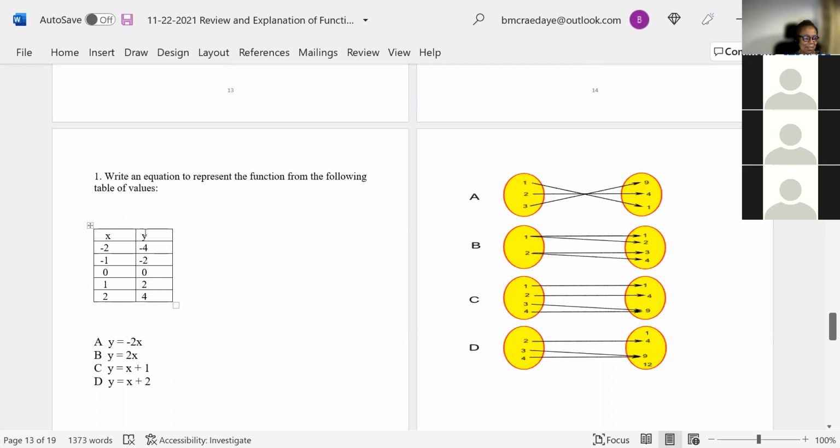Okay, number 1, you have a table. You have X values, Y values, right? Which equation represents the function from this following table of values? In other words, what relationship is there between the X and the Y? Which one of these is correct? Which one do you say, Latoya? B as in boy. You said B, Y equals 2X. Which one did you say, Audrey? I said D. I don't know if I'm right. You said D? In other words, you take X and you add 2 and you'll get Y?